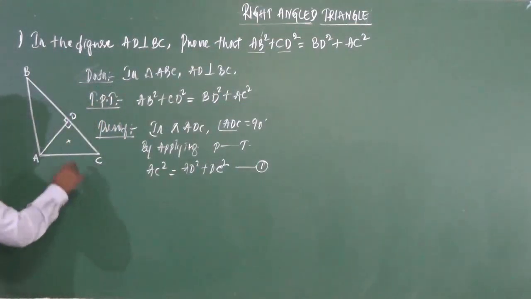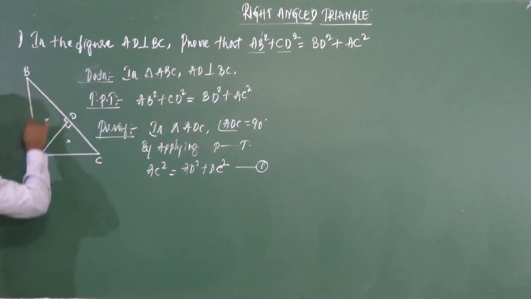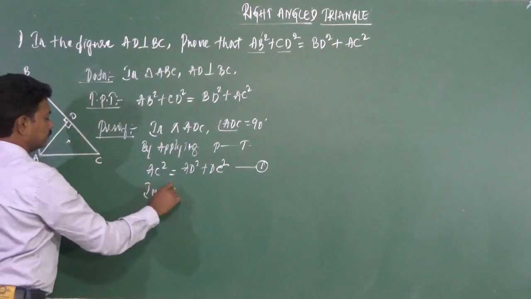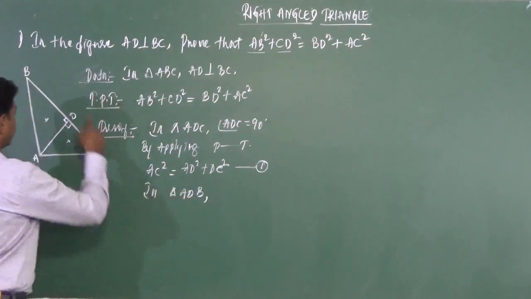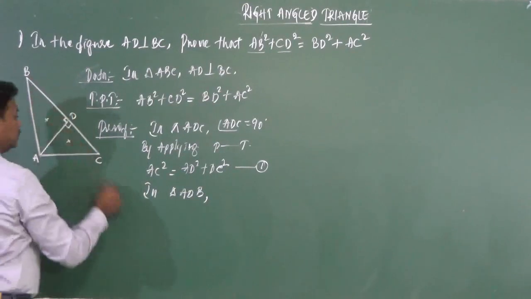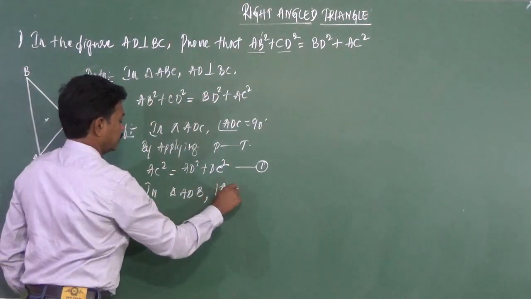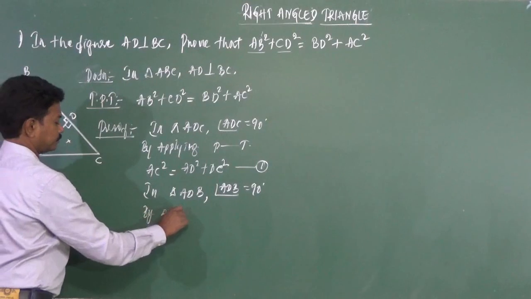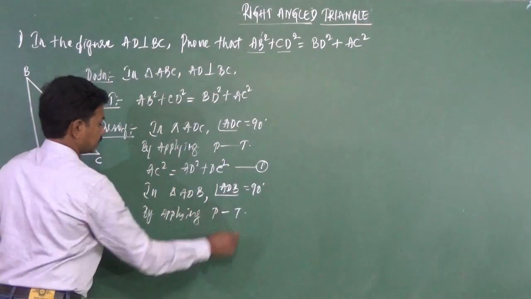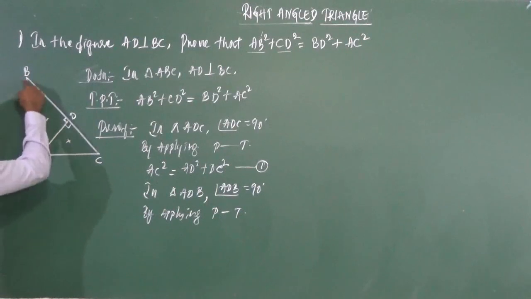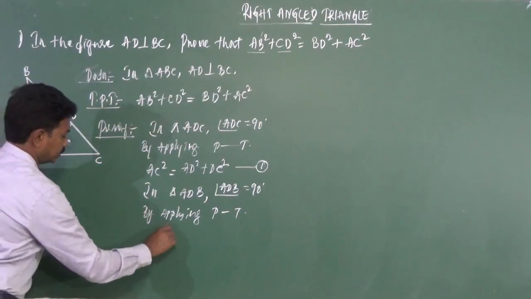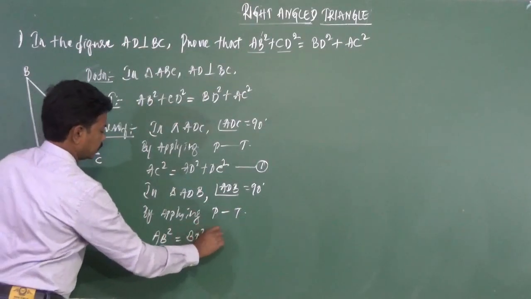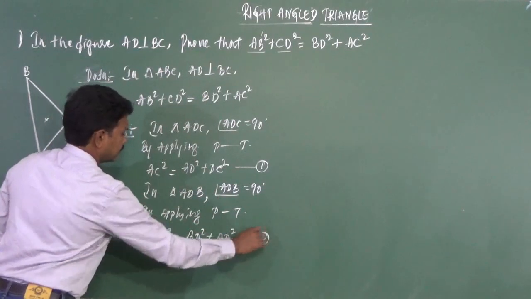Now we will do the same thing for triangle ADB, which is also a right angle triangle here. In triangle ADB, angle ADB is equal to 90 degrees. Again, by applying Pythagoras theorem, opposite to 90 degrees is AB square. So AB square is equal to BD square plus AD square. Take it as equation 2.